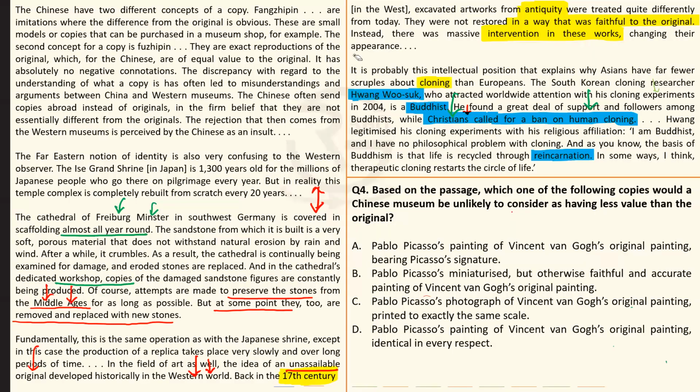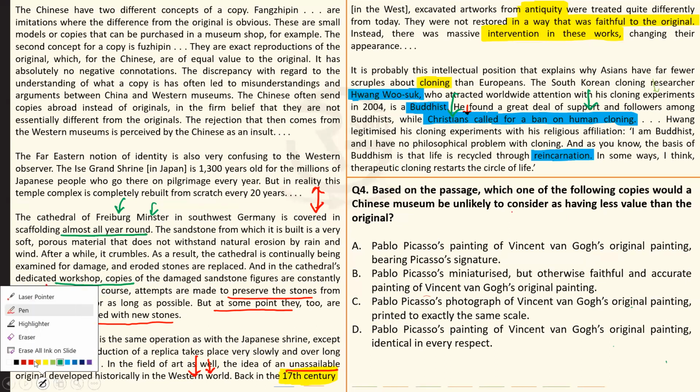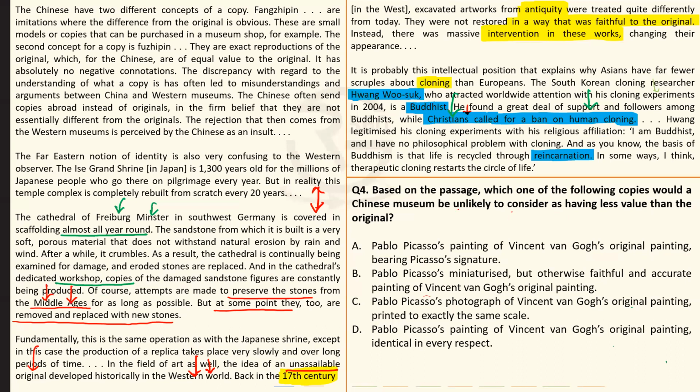Okay, coming to the next question now, last actually. Based on the passage, which of the following copies would the Chinese be unlikely to consider as less value? मतलब चाइनीज को कौन से सिनारियो में ओरिजिनल और कॉपी इक्वल लगेंगे? Okay, this is what the question means, कि आपके सामने जो चार ऑप्शन दिए हैं इसमें से ओरिजिनल और जो डुप्लीकेट कॉपी बनाई गई है, for the Chinese people they will be one and the same.